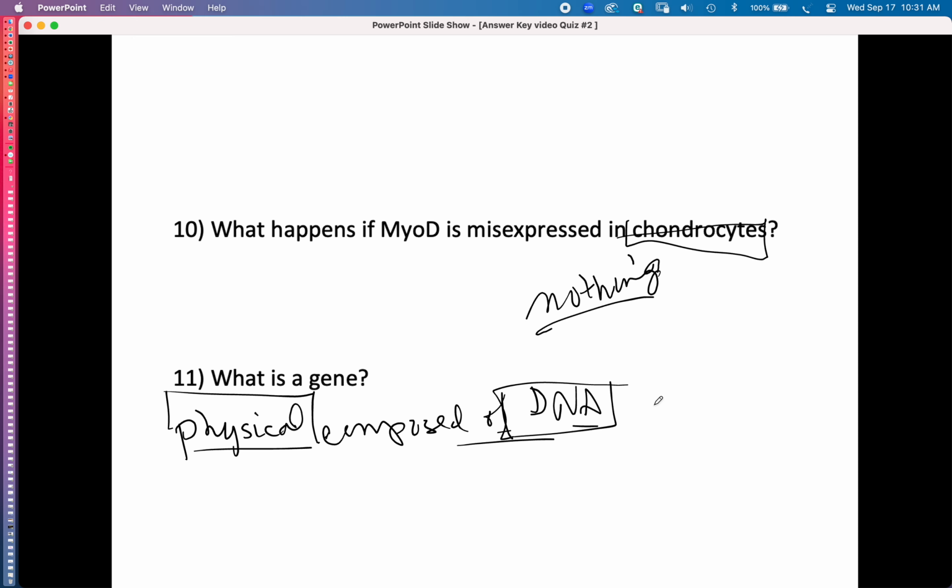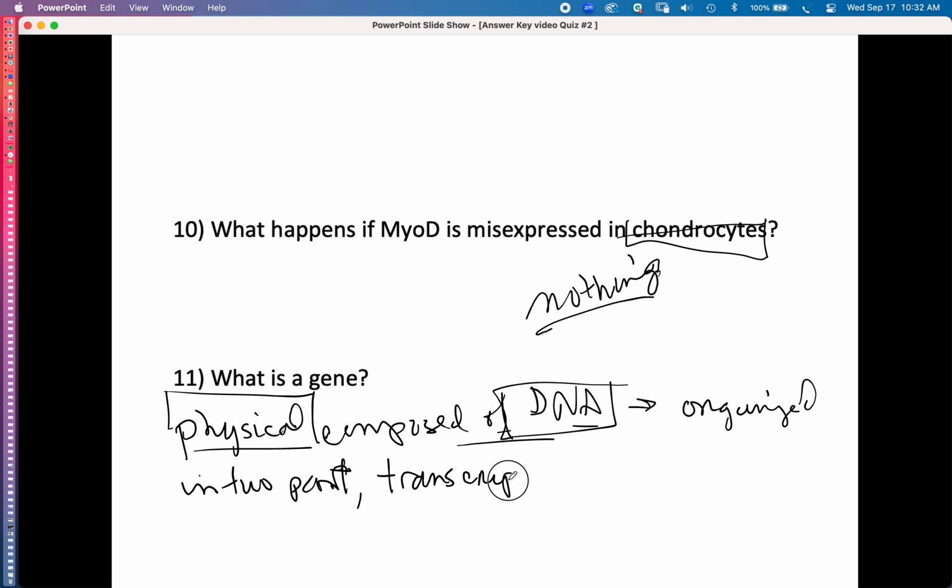And then in our course, in a developmental biology course, we'd like to go on and say that the gene has two parts, composed of DNA, organized in two parts. And we can add that too. If you didn't list the two parts, you got credit, but we know it, so Adam, right, that is a great answer. Transcription unit and regulatory region.